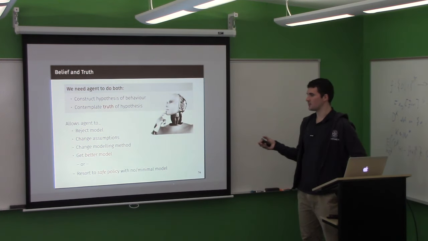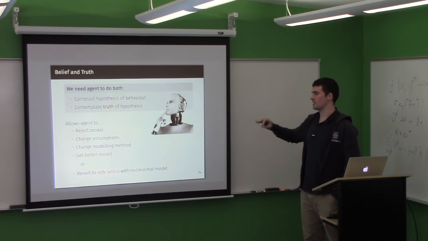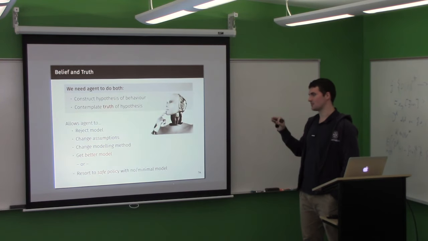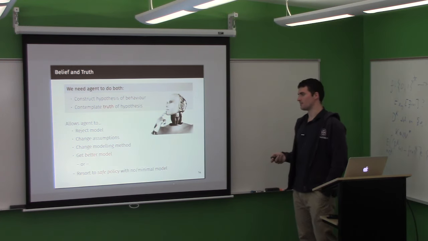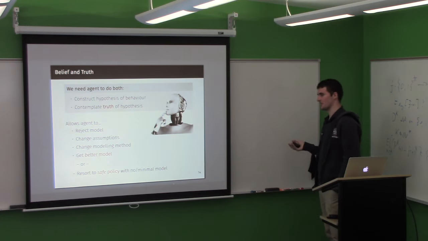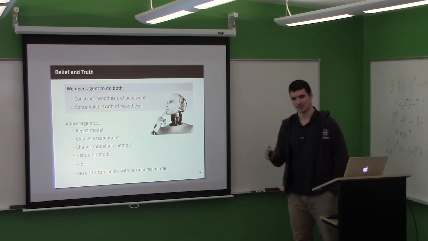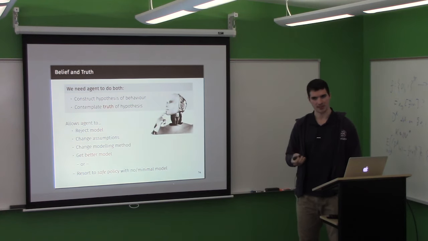Or alternatively, if none of these steps seem to help, after rejecting a model, at the very least, the agent should be able to decide to resort to some safe policy that can work without an accurate model. And in the setting of game theory, for example, this could correspond to a maximin strategy that can guarantee a certain minimum level of performance. So, safe in that sense.